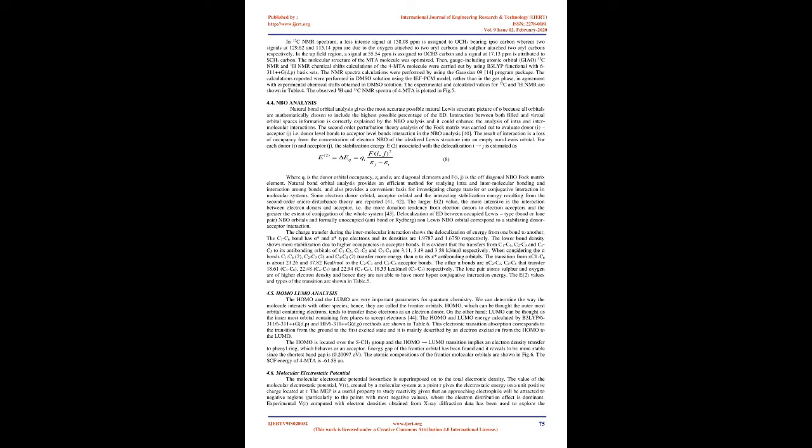4. Results and discussion. 4.1 Molecular geometry. The optimized geometrical parameters of the title molecule are given in Table S2 using B3LYP/6-311G(d,p) and HF/6-311+G(d,p) methods. The optimized molecular structure of 4-MTA is shown in Fig. 4 with the atom numbering adopted in this work.